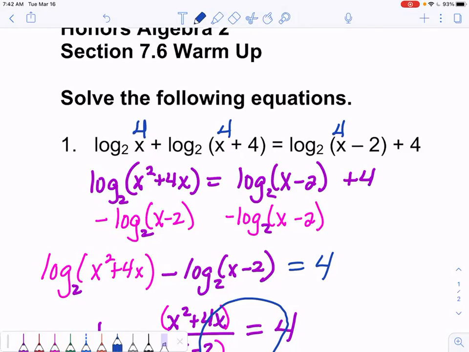So when you check for extraneous solutions, make sure that you're checking into the original problem. If the number you plug in, so if my answer was a 2, let's just say the answer was a 2. If I plug in 2 minus 2 right here and get 0, then it cannot happen because you can't take the log of 0.